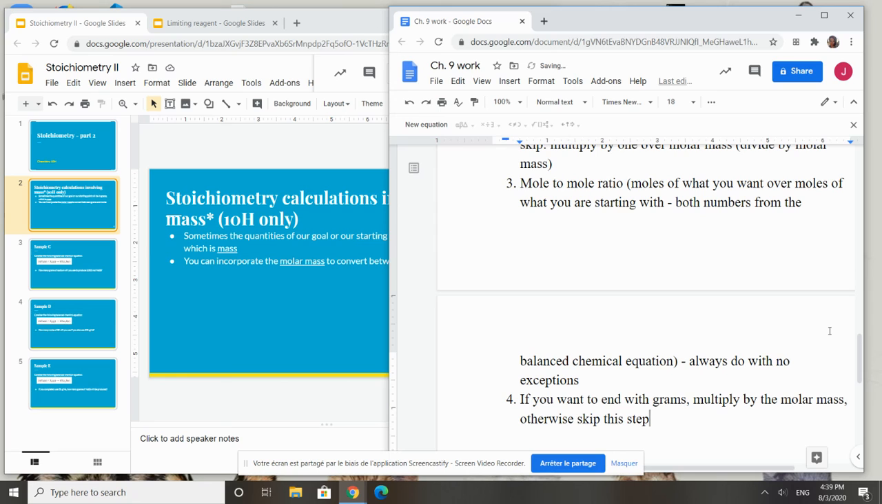And then the fourth step, which is if you want your final answer to be in grams, you're going to multiply by your molar mass, so you can have grams over moles. Now let's take a look at 3 different types.